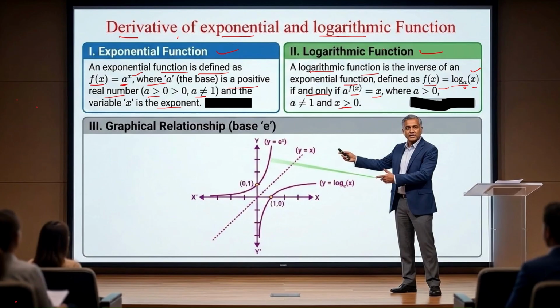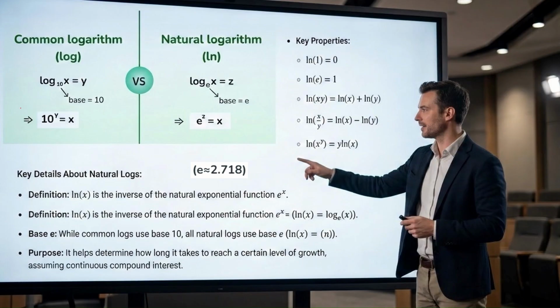Be careful. In the logarithmic function there are two categories: the common logarithm and the natural logarithm. What is a common logarithm? If the base is 10, then that is called a common logarithm. Log x base 10 is equal to y. The corresponding exponential is 10 to the power of y is equal to x. In the natural logarithm, the base must be e. The corresponding exponential is e power z is equal to x.